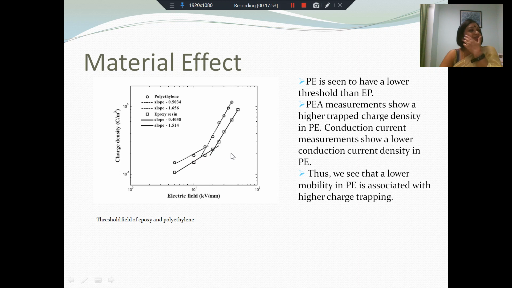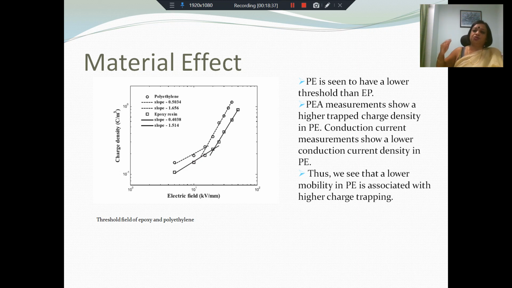The threshold field is essentially the field which a material needs for a significant quantity of space charge to be trapped. So essentially, there is a point of view that below threshold fields, no space charge accumulates, and if no space charge accumulates, no electrical aging occurs either, which means that if you're operating a material below its threshold field, you don't really have to bother about its lifetime because there will be no electric aging. Of course, this is not entirely true. There will be other factors which will drive aging, but the electrical aging will be insignificant.